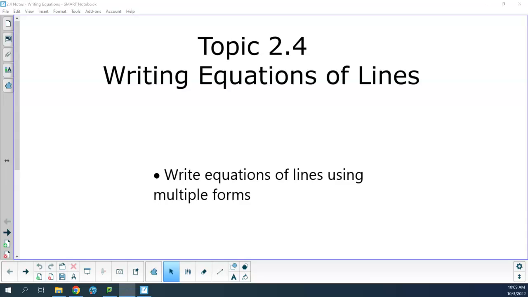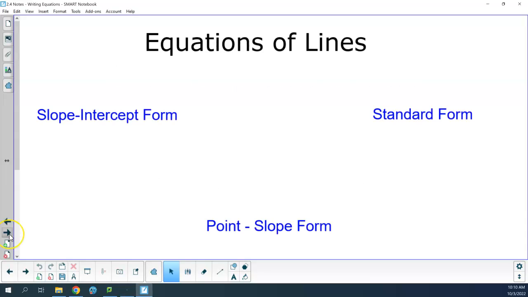Still looking at next week, the 14th, for our Unit 2 test. Okay? So still looking at that right now. All right. So let's talk writing equations of lines.